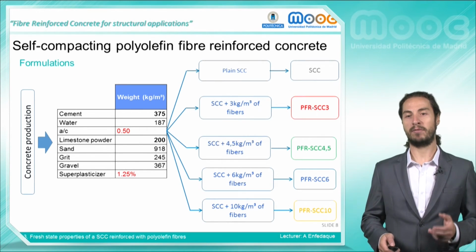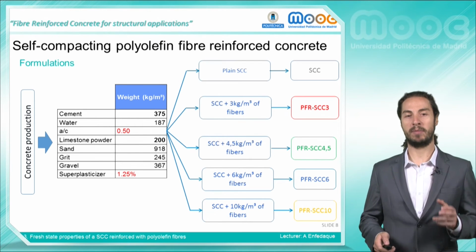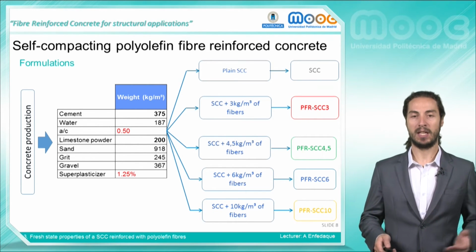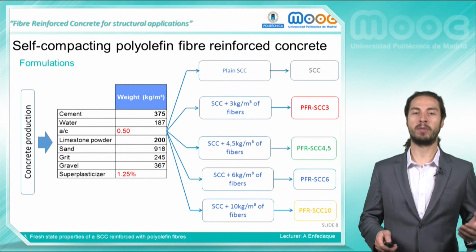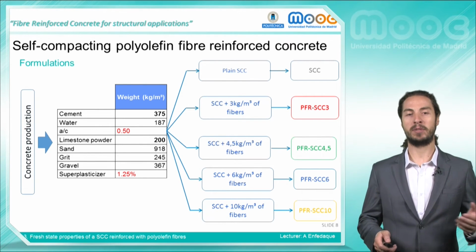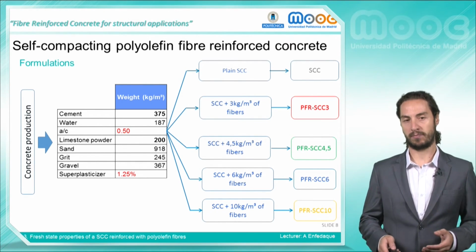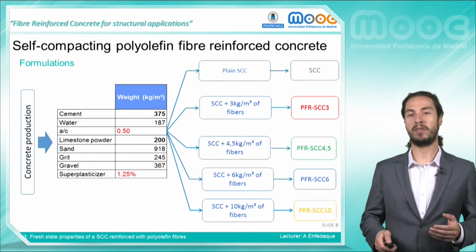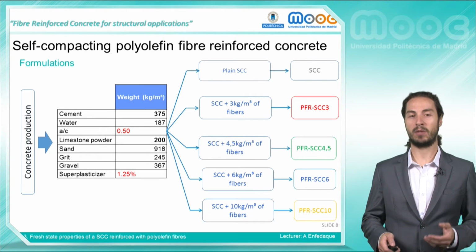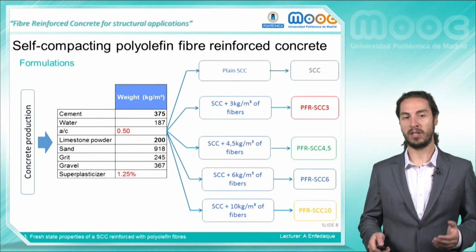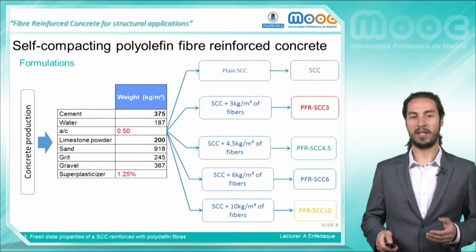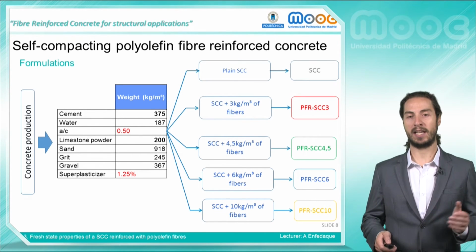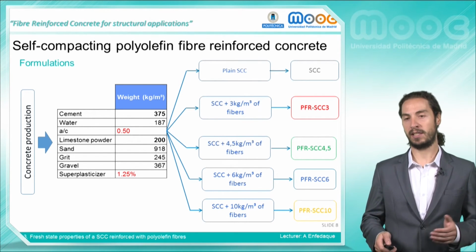With such concrete and fibers, a self-compacting concrete, which will be the base of the ones with fibers, has been designed. As can be seen in the table that appears in the slide, the amount of cement and the proportion of superplasticizer employed are limited, obtaining an SCC at a reduced cost. Several amounts of polyolefin fibers will be added to such SCC. The quantities used range from 3 kg to 10 kg per cubic meter, and will be termed PFR SCC3, SCC 4.5, SCC 6, and SCC 10 respectively.